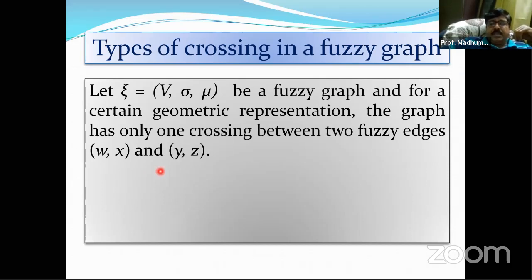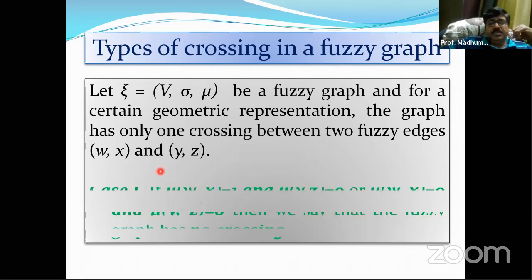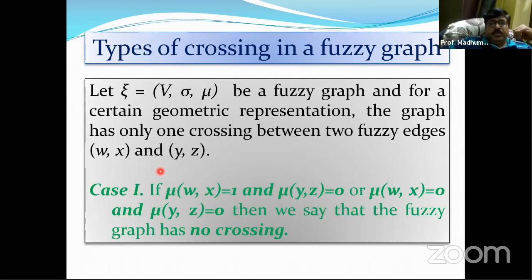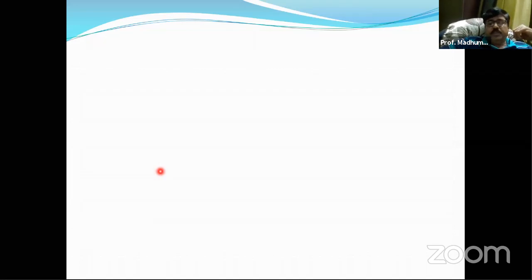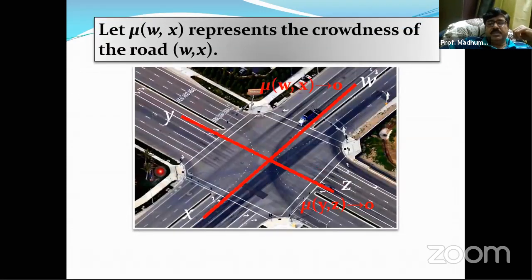But in the fuzzy sense, the planar graph is somewhat different. It is defined differently for a fuzzy graph. So if you consider some roads, this is an example. There is a crossing between the roads. This is one road, the YZ road, and this is the XW road.